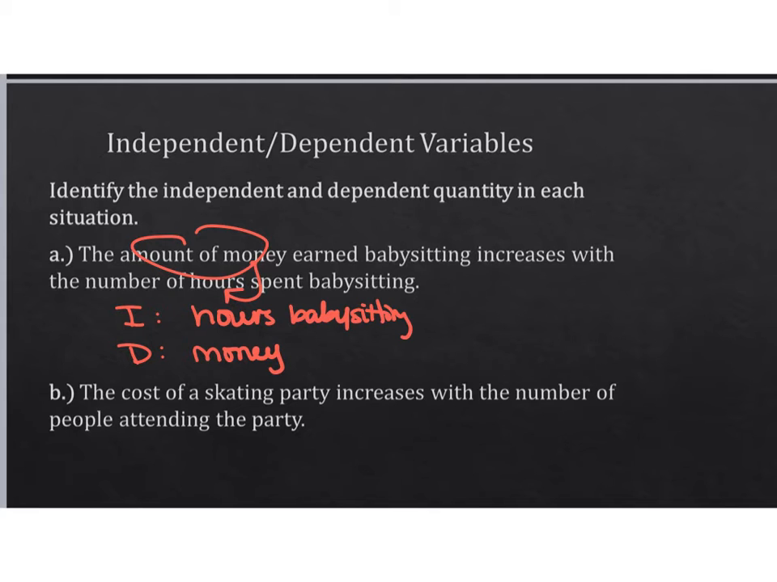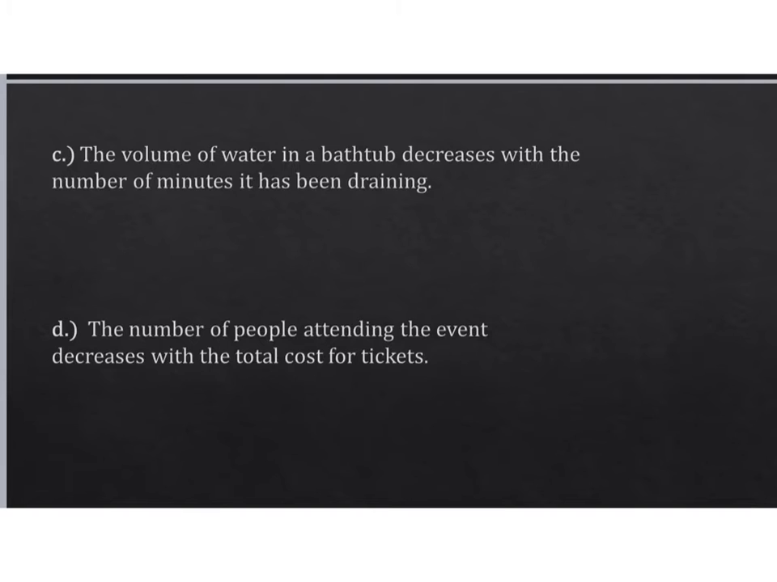Okay, likewise for part B, it says the cost of the skating party increases with the number of people. So my cost is going to depend, so cost depends on the number of people, which is going to be my independent.